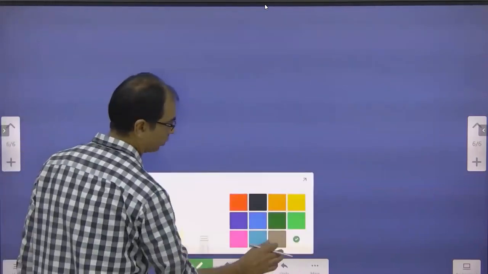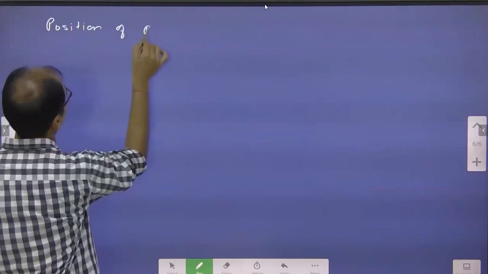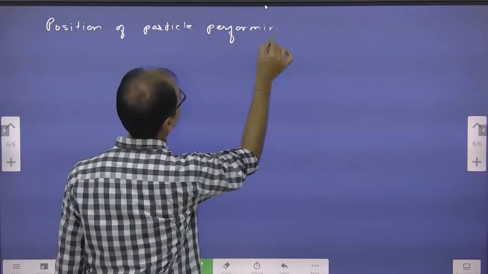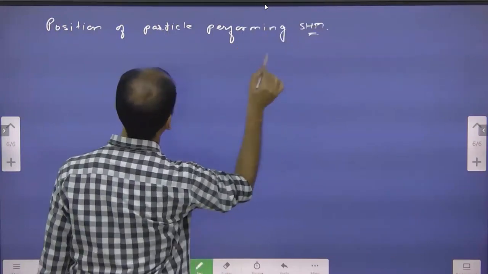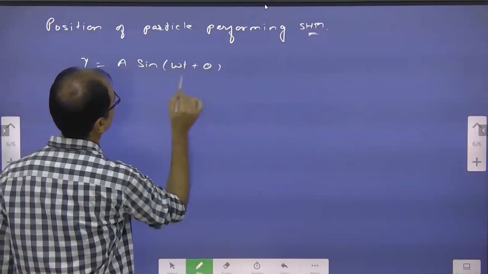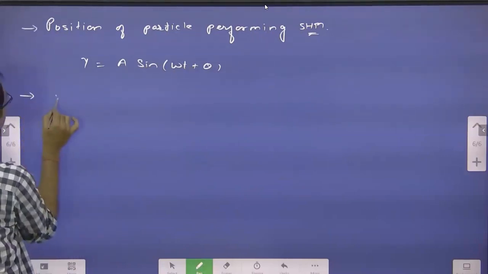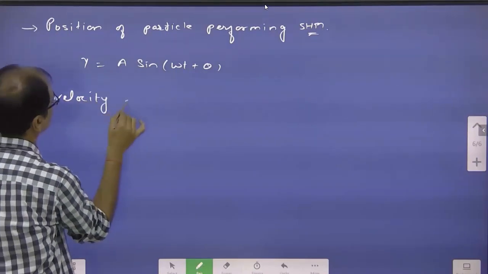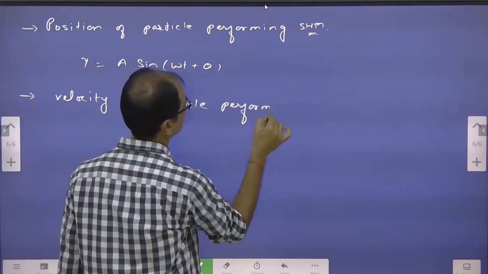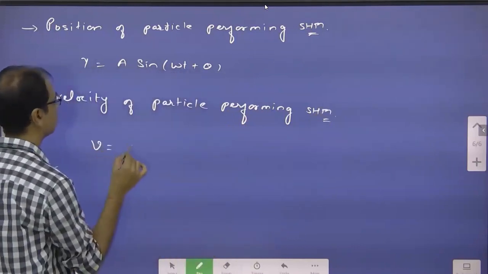Right. So we got the position of the particle performing SHM. We are writing it as y equal to a sine of omega t plus theta. Fine. What about velocity? This is position. Velocity of particle performing SHM. Velocity means the rate of change of position, dy by dt.